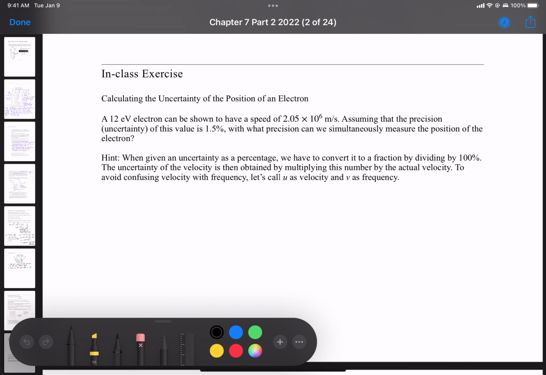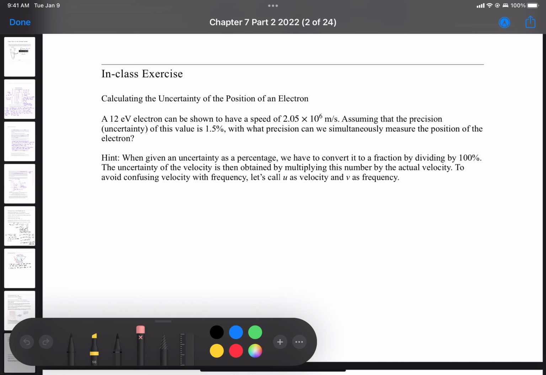So when we're given the uncertainty, we multiply the velocity by this percent, and we can find the amount of uncertainty in our speed. To avoid confusing velocity with frequency, we'll call u velocity and nu frequency. So the equation we want to use is this one right here.